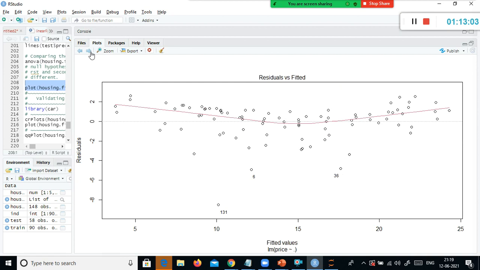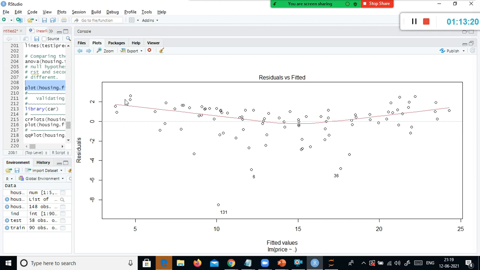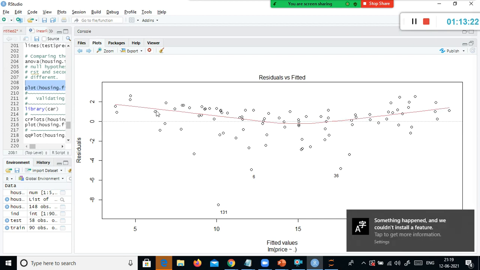So residual versus fitted. This is your fitted values, your model output, and this is your residuals. Here you can see some points, 131 is here, 6 is here, and 36 there. But you don't have to worry about all of that. You need to look at this one. This is kind of curvy, right? Ideally, it should be a little bit straight line.